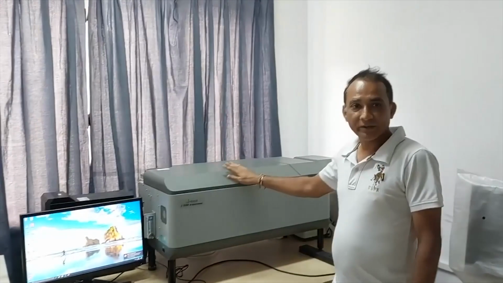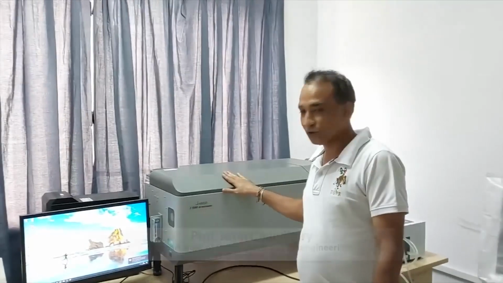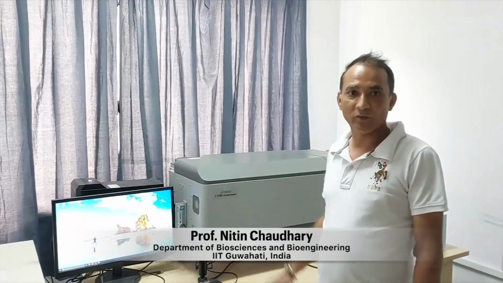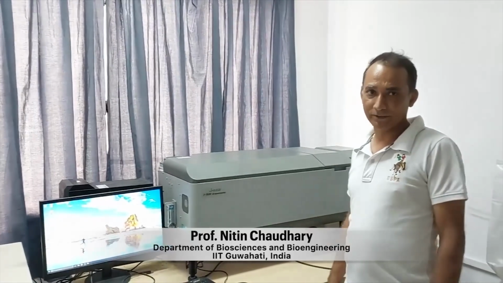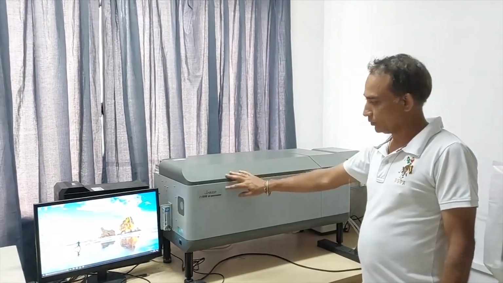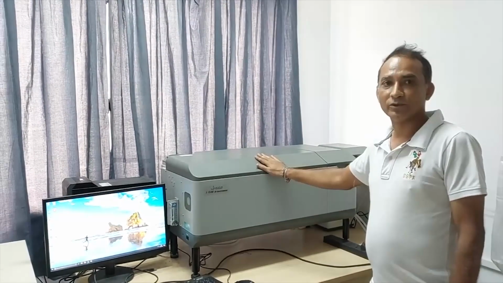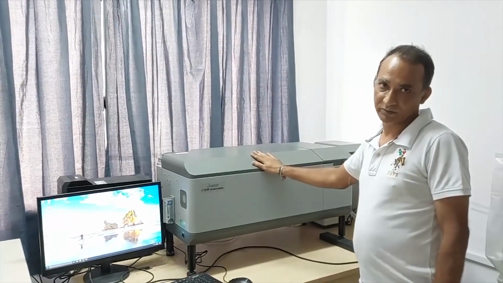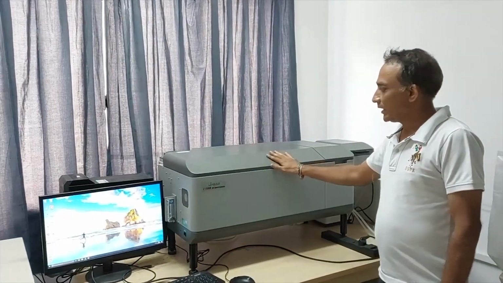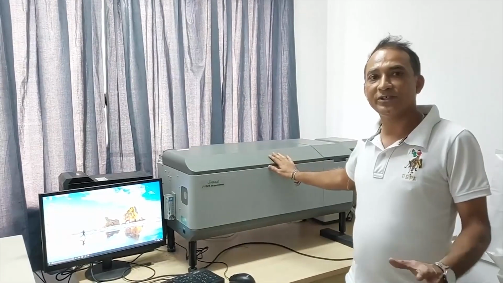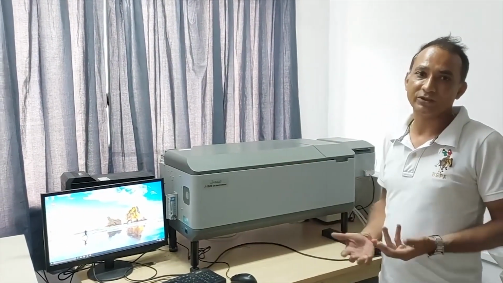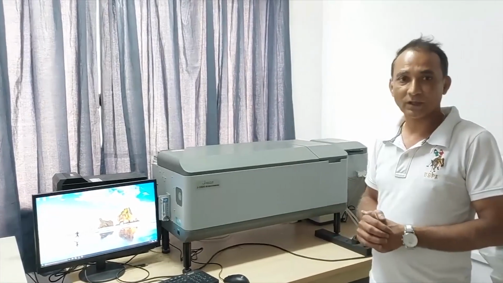Welcome to the demonstration of CD spectrometer. I am Dr. Nitin Chaudhary, a professor at the Department of Biosciences and Bioengineering, IIT Guwahati. This is a CD spectropolarimeter from JASCO, and this is what we will be using for recording the electronic CD spectra for some proteins or peptides. A far UV CD spectrum is mostly used for studying the secondary structural elements in a protein or peptide sample.